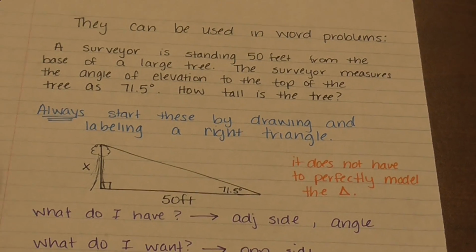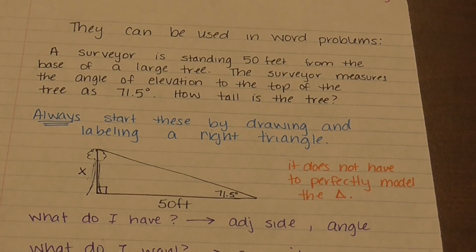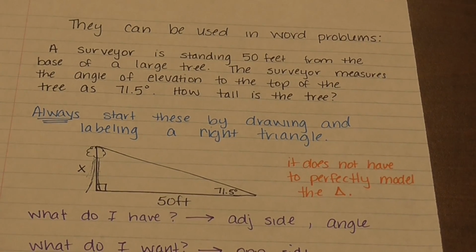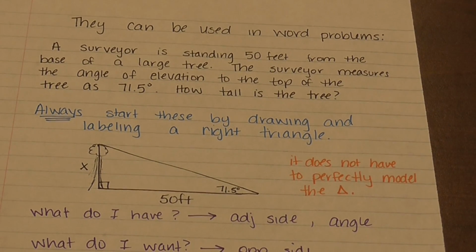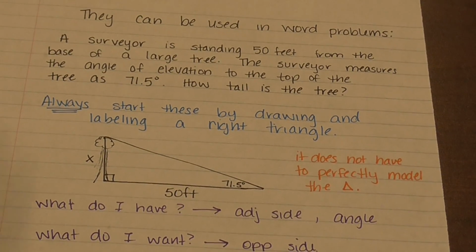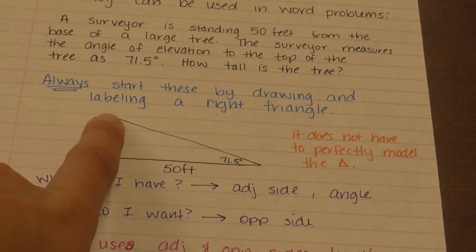So these can also be used in word problems. A surveyor is standing 50 feet from the base of a large tree. The surveyor measures the angle of elevation to the top of the tree is 71.5 degrees. How tall is the tree? Always start by drawing and labeling a right triangle. So you're going to draw the right triangle.